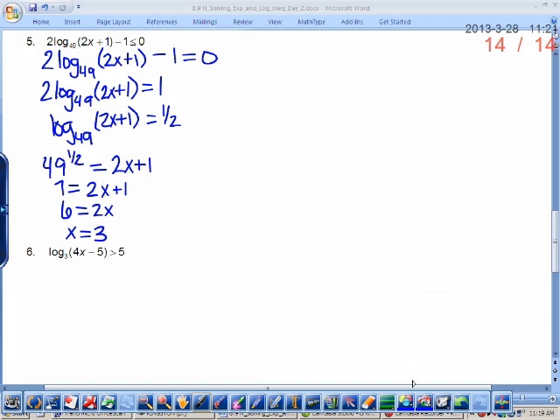Okay, let's look at our domain. How do I find the domain? Good. Take your argument, 2x plus 1, and set it greater than 0. So 2x is greater than -1. So x is greater than -1/2. Okay. Let's plot this on our number line.